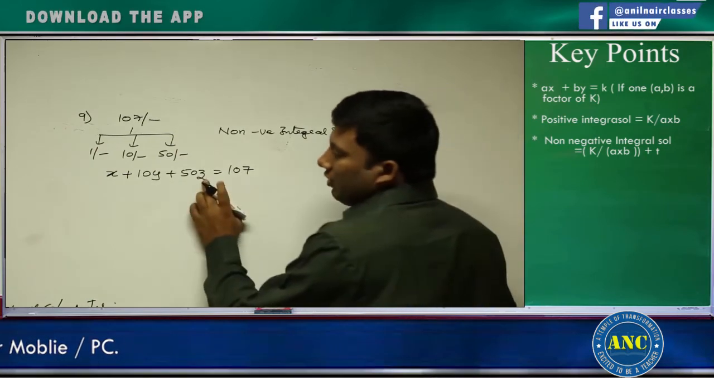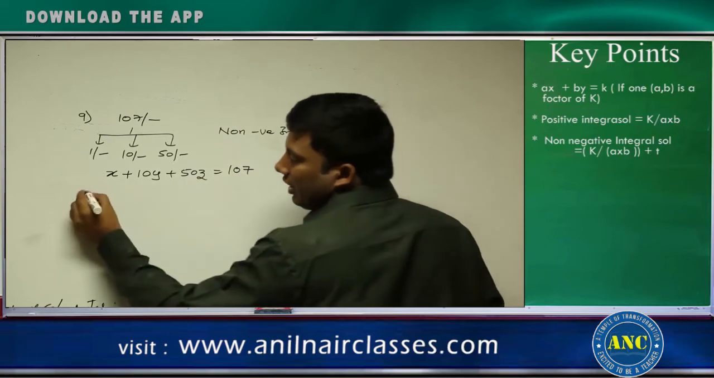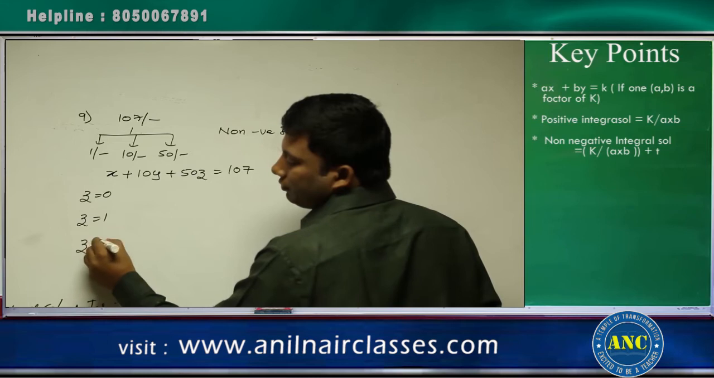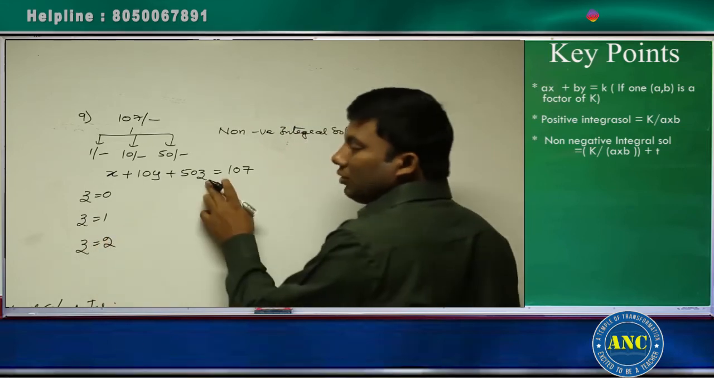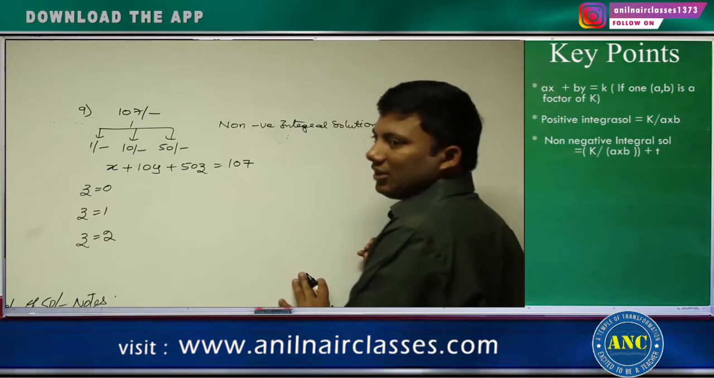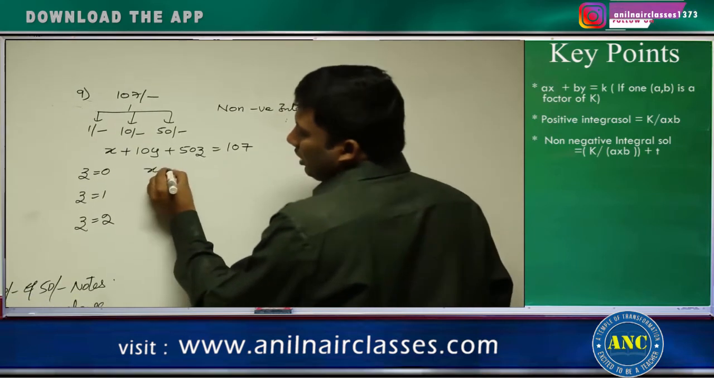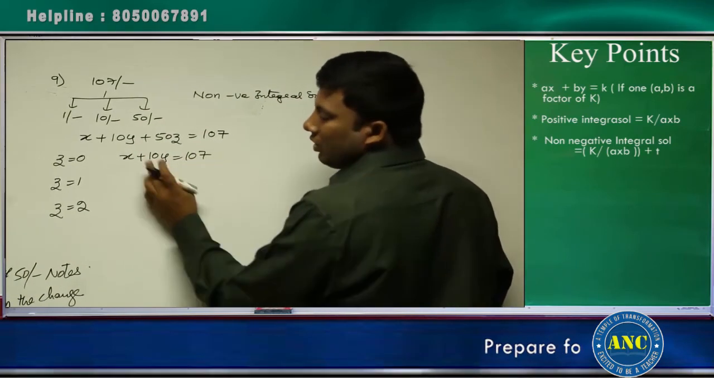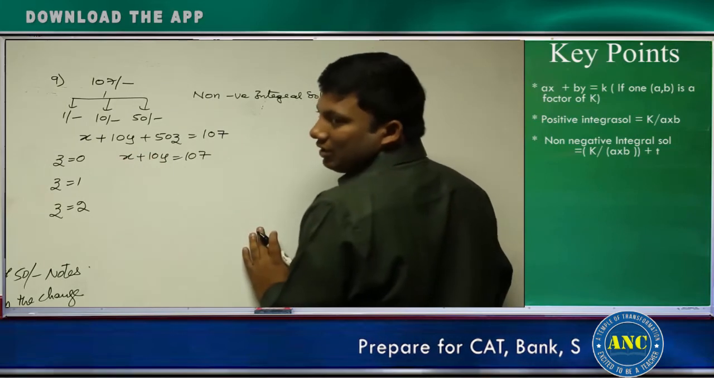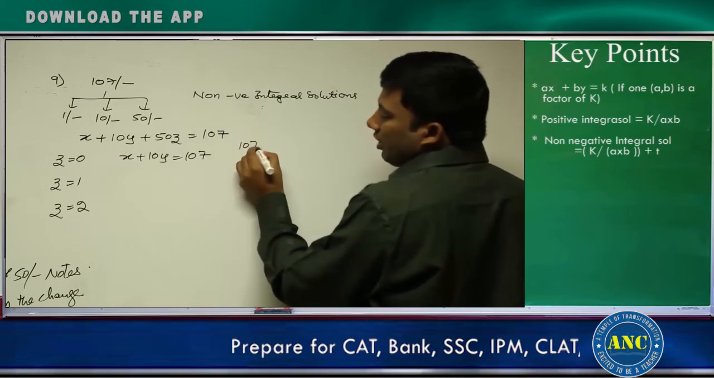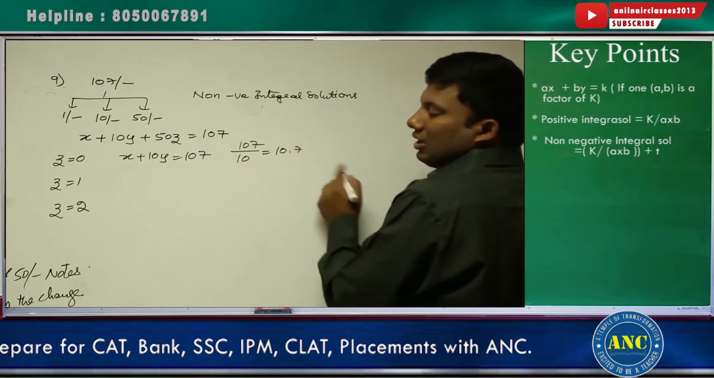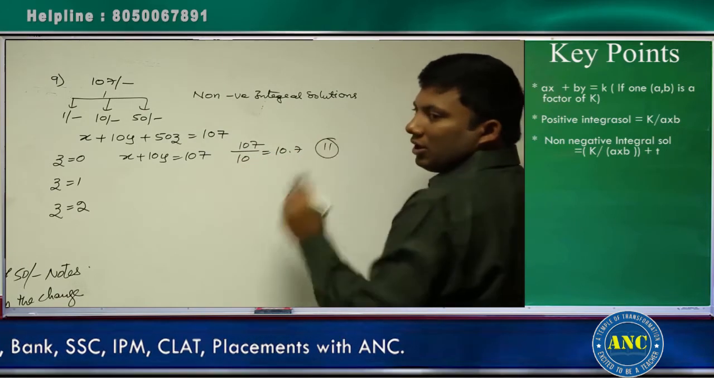So what is the coefficient of z? 50. Can I say that the z value cannot go more than 2? Because if z is 3, 50 times 3 is 150. If z is 0, x plus 10y equivalent to 107. What is the coefficient of x? 1. So one of them is a factor of the constant. 107 by 10 is 10.7, so 10 will be positive. How many will be non-negative?